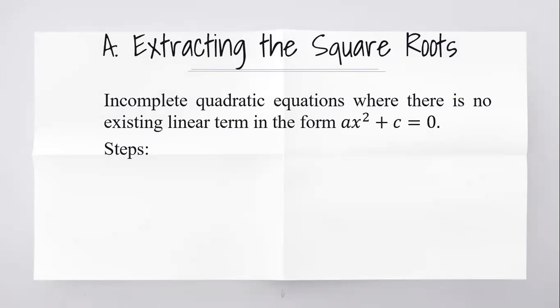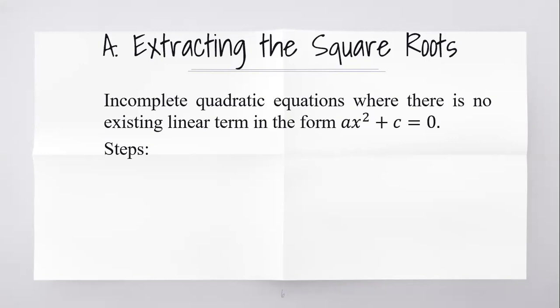So ginagamit po ang extracting the square roots kapag incomplete yung ating quadratic equation. Anong ibig sabihin ng incomplete? Kapag there is a missing term in our quadratic equation. So incomplete quadratic equations where there is no existing linear term, in the form ax squared plus c is equal to 0. In this case, gagamitin mo si extracting the square root para makuha ang roots ng ating quadratic equation.